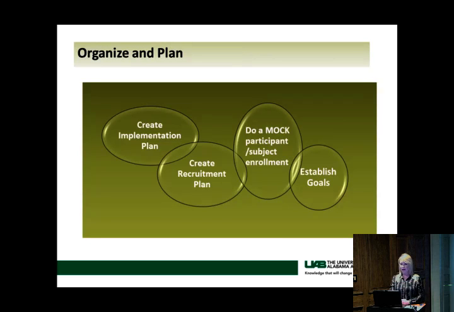So you're organizing and planning, you're creating your implementation plan, you're creating a recruitment plan, and this third circle is so important to so many trials, and it's something that may be difficult to get your department to do, especially when it comes to investigator-initiated trials. I think it's very important, because if you do a mock run-through of something, you notice your gaps, you notice what you're missing, and it's very hard to get a large group to do this. And establish what goals you're trying to meet, so everybody is on the same plan.